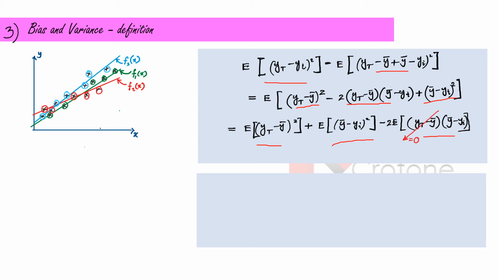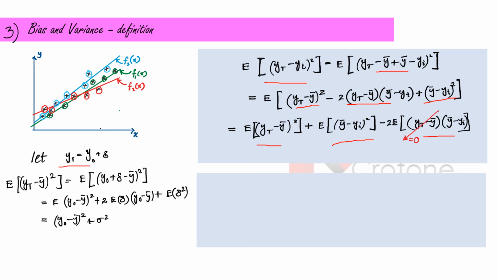So our variation reduces to the expected value of (yt minus y bar) squared plus the expected value of (y bar minus yi) squared. Here yt is the true value of the function, but it is not possible to recover the true value of the function because it is the unknown that we are going to find. But we know this true value can be written as the sum of the observation plus a small error term delta. Let's assume this delta has a 0 mean and a standard deviation sigma.